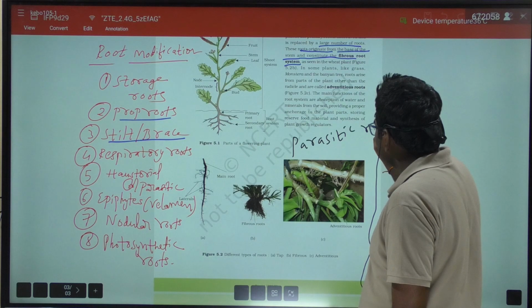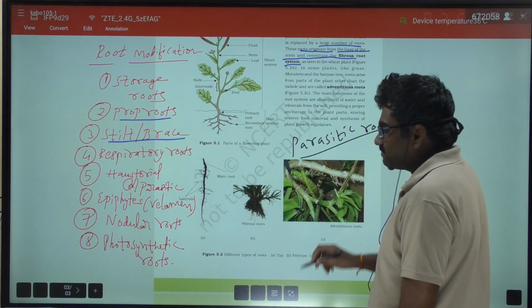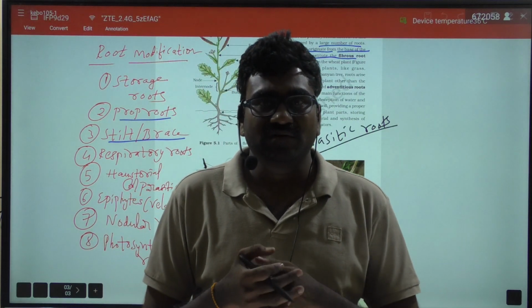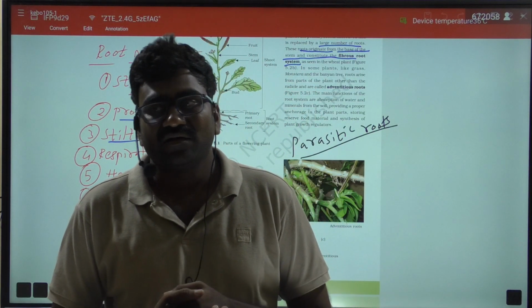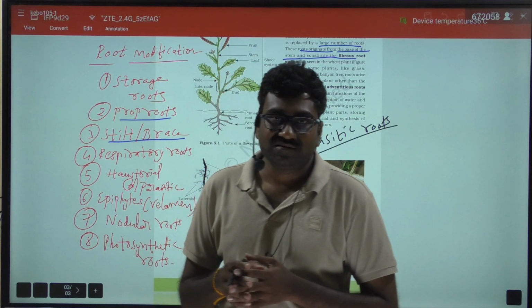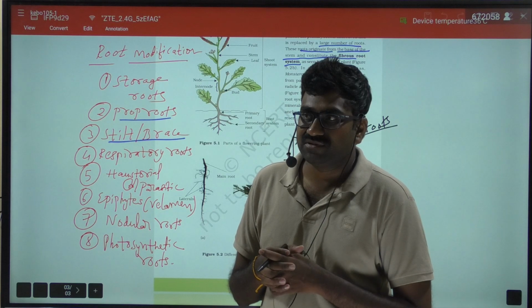Parasitic roots. These plants absorb the nutrients from other plants. For example, Cuscuta, Viscum, Striga, Rafflesia. So these are some of the parasitic plants.